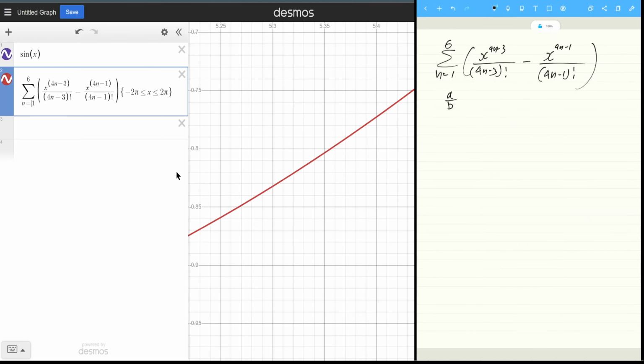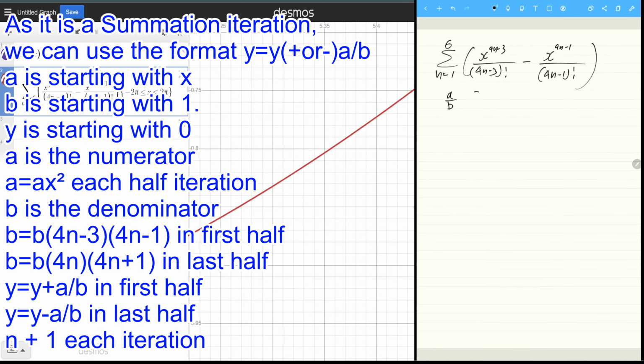Now we are thinking about the code. As it is a summation iteration, we can use the format y equals y plus or minus a over b, in which a starts with x, b starts with 1, and y starts with 0. A is the numerator, which multiplies by x squared in each half iteration. B is the denominator, which multiplies 4n minus 3 times 4n minus 1 in the first half iteration, and 4n times 4n plus 1 in the last half iteration.